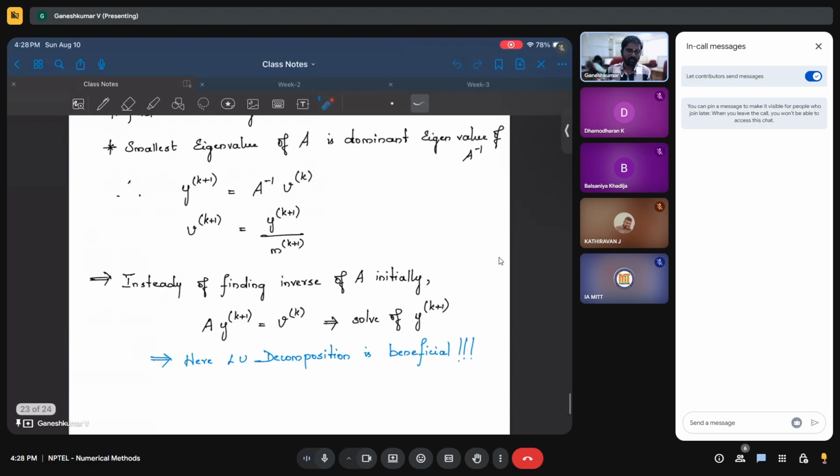We saw the Jacobi method, the power method and its variants, such as the inverse power method and the shifted inverse power method, and also the Rayleigh coefficient and things like that. These are the methods to find out eigenvalues and eigenvectors.